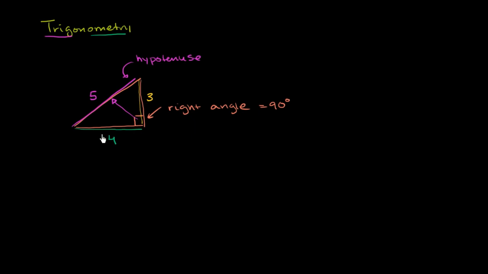And you can verify that for this right triangle, the sides work out. We know from the Pythagorean theorem that 3 squared plus 4 squared has got to be equal to the length of the longest side, the length of the hypotenuse squared, which is 5 squared. So you can verify that this works out. This satisfies the Pythagorean theorem. Now with that out of the way, let's learn a little bit of trigonometry.